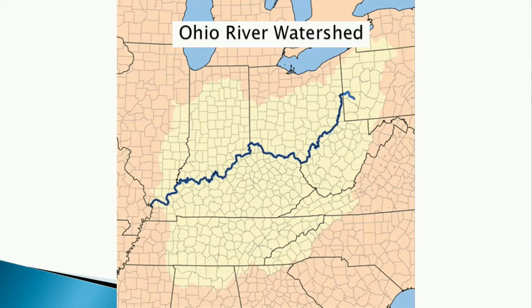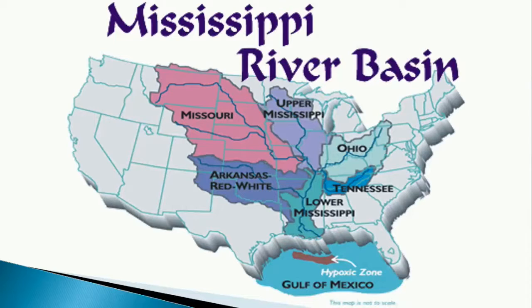The Ohio River watershed spans across 12 states and drains into the Mississippi River. The Mississippi River watershed is made up of 6 watersheds, including the Ohio River watershed. This watershed drains into the Gulf of Mexico and Louisiana. All watersheds combine at confluences to become larger and larger watersheds.